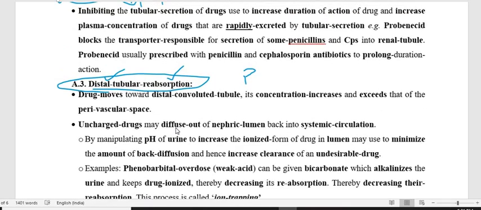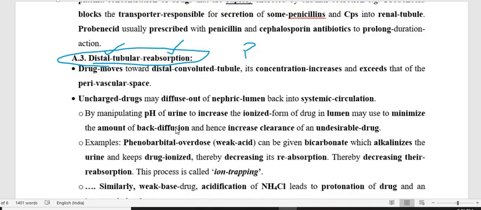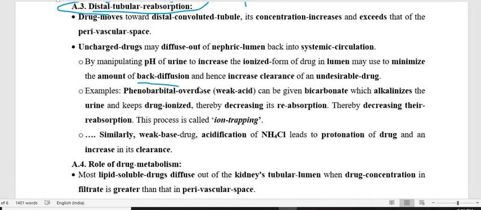So we are discussing the third one, which is reabsorption. Take the example of one drug. This is also called back diffusion of the drug, that we already discussed. The drug is coming out from the lumen to the perivascular space, because in the lumen the drug concentration is high, and in the perivascular space the drug concentration is less, so the drug is moving from higher to lower concentration through passive reabsorption.